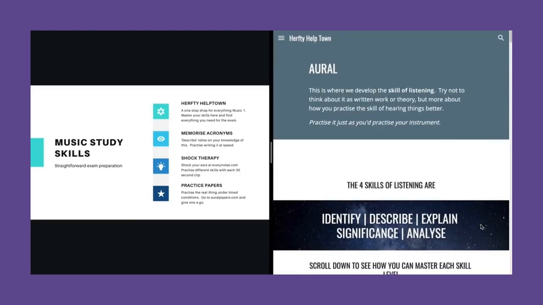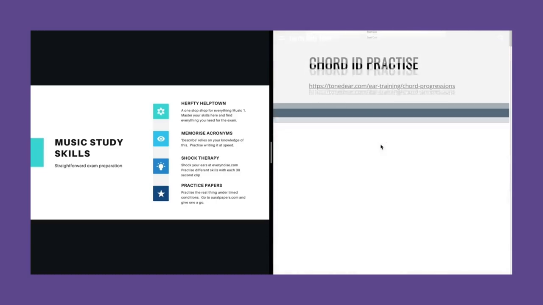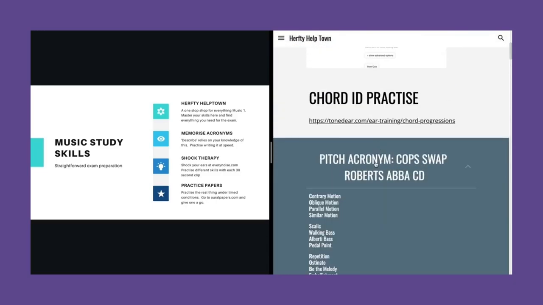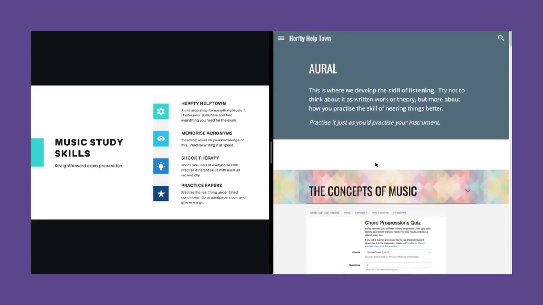The second thing that is more specific to the exam is to memorize your acronyms. So make sure you go to the concepts of music, choose an acronym and really put that to memory. And that way you'll have something to refer to when you are in the written exam.